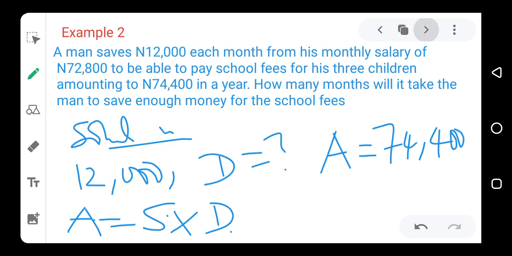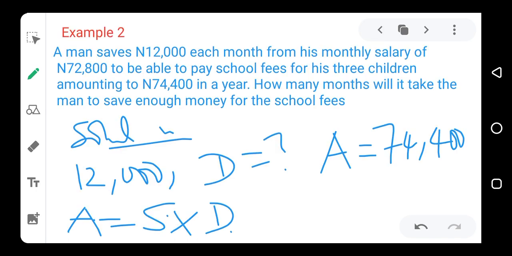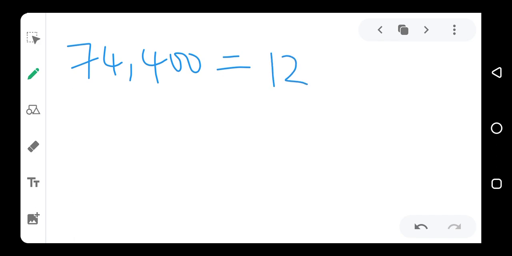We put everything there. So the amount saved is 74,400. 74,400 is equal to the saving per month, which is 12,000 naira, times the duration. We are looking for the duration, how long, which is D.